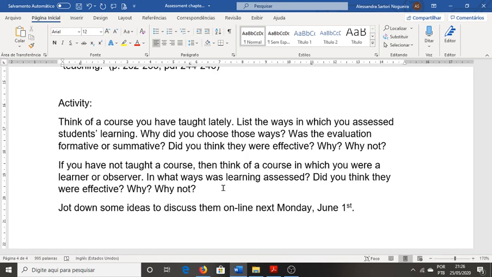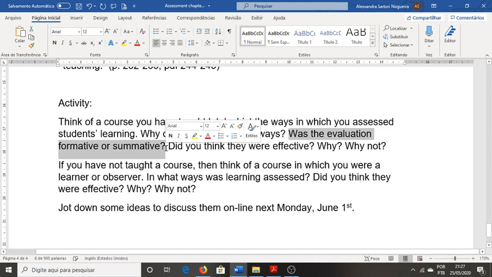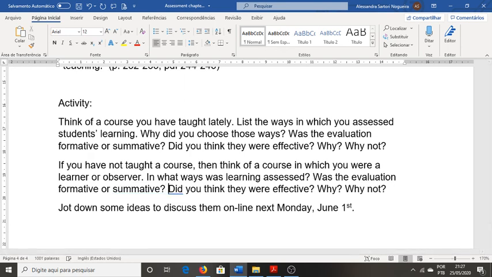If you have not taught a course, then think of a course in which you were a learner or observer. In what ways was learning assessed? Did you think they were effective? Why or why not? And also, was the evaluation formative or summative? Or both, okay? Could be both. We do that. We do both at UNIMEP. You're gonna jot down some ideas to discuss them online next Monday, which is June 1st.